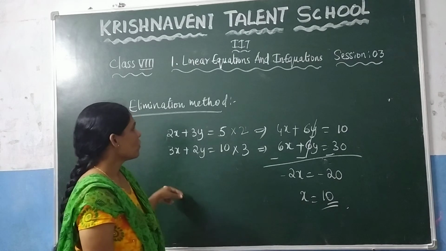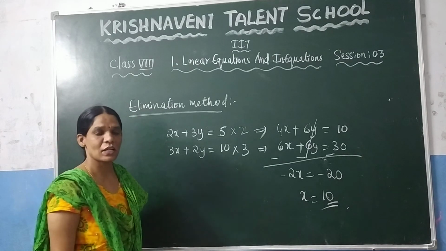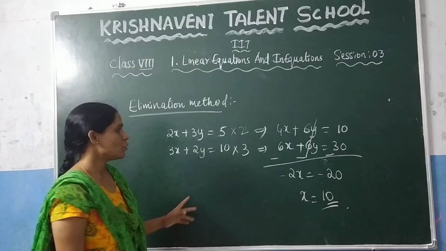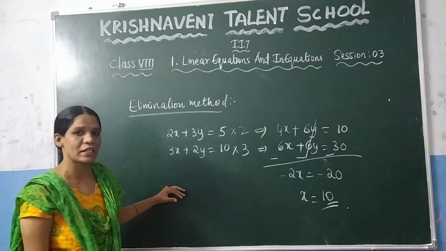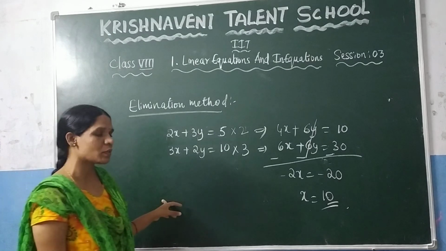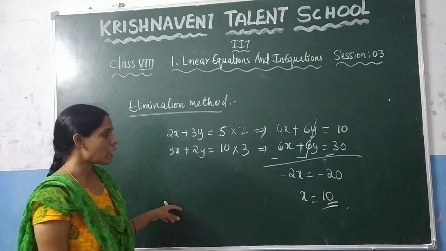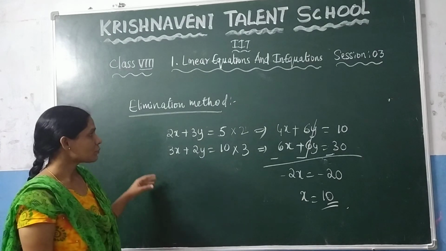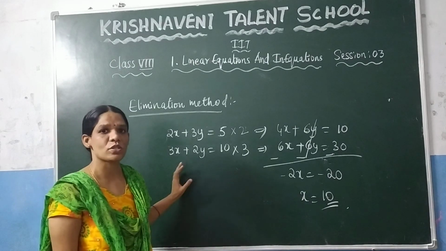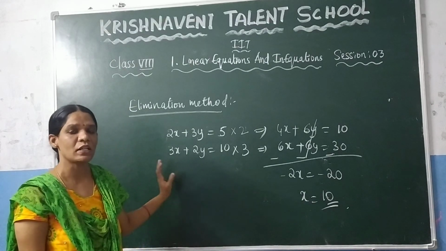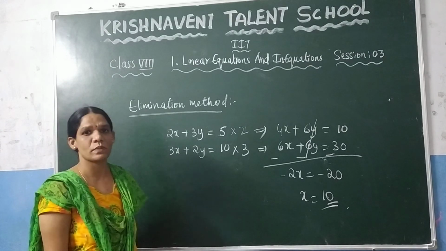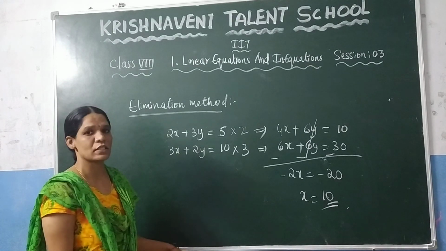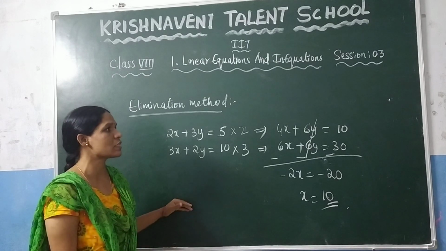So what is meant by the elimination method? The elimination method is nothing but eliminating one variable such that you get a linear equation in one variable, so that you can find the value of that variable. In the next session, we are going to solve simultaneous linear equations by using the other methods, which are the substitution method, the graphical method, and the addition and subtraction method. This session is completed.